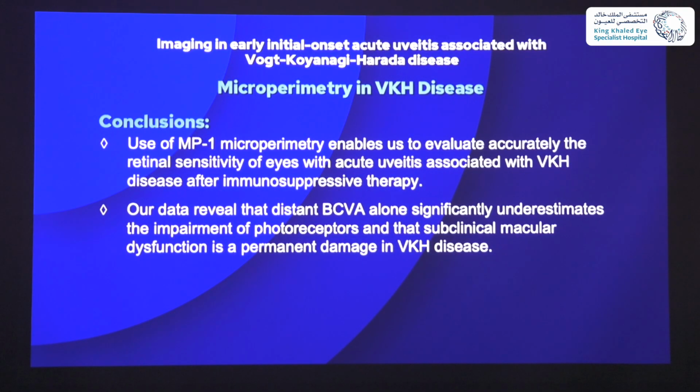So what does this mean? It means that the use of microperimetry, MAIA microperimetry produced by CenterVue, enables us to evaluate accurately the retinal sensitivity of eyes with acute uveitis associated with VKH disease after immunosuppressive therapy. Our data reveals that distant Snellen best corrected visual acuity alone significantly underestimates the impairment of photoreceptors and that subclinical macular dysfunction is a permanent damage in VKH disease.